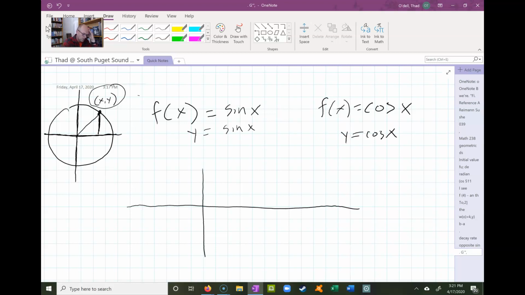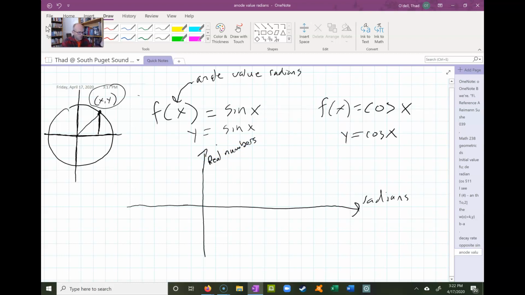So the way the sine function works, you're plugging in angle values in radians and you're getting out y values. The x-axis is going to be measured in radians, and the y-axis will just be measured in regular real numbers. Same way with cosine.